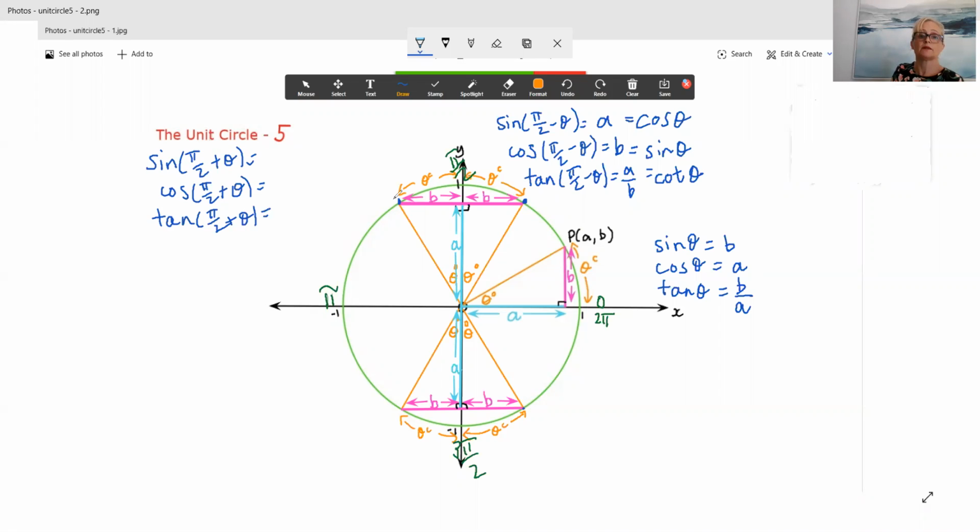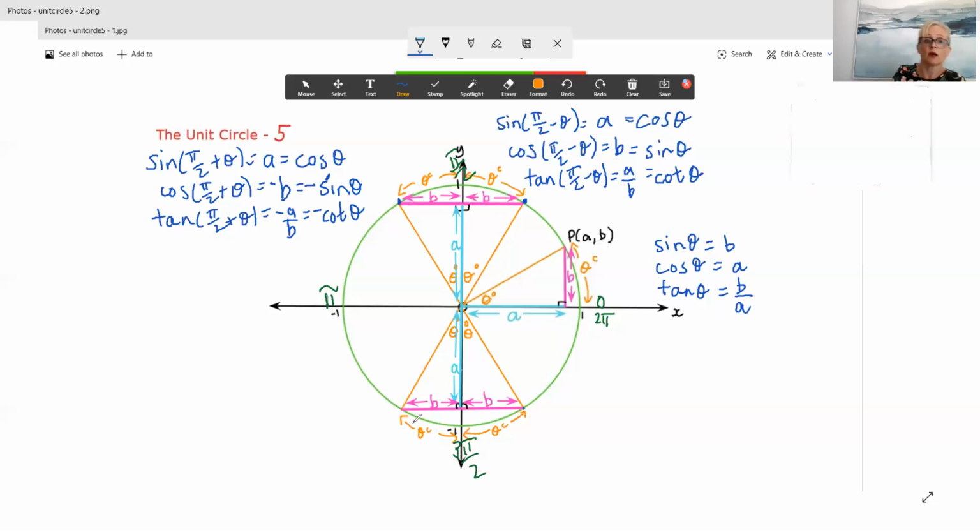All right, well, what's the sine value here? Well, it's the same as what it was there, which is a, which is the same as cos of theta. Cos here is the x value. We've moved b to the left, so it's negative b, which is the same as sine of theta, but it's negative. And tan is going to be our sine divided by our cos, which is negative a on b, which is negative cot of theta. Let's have a look here.